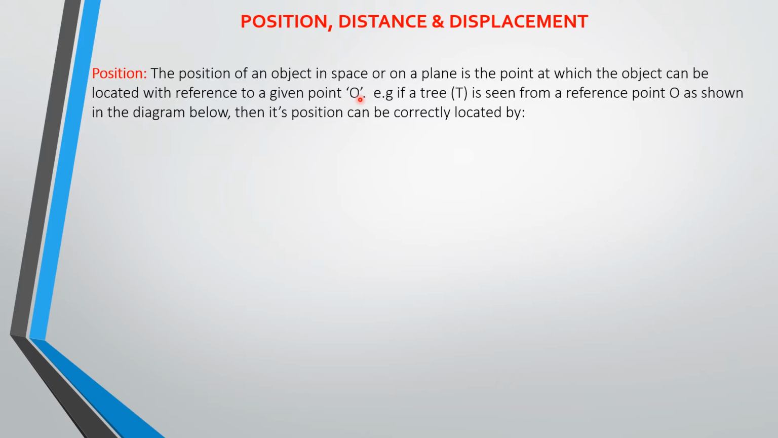So assuming you have, let me just draw this. Assuming you have a plane like this and there's an object here, and this is your reference point O. The point at which you can locate this object, sorry, this line is not straight, with reference to this point is the position of this object. And you take your measurement from the vertical line. So that is how you can locate the position of an object with a reference point O.